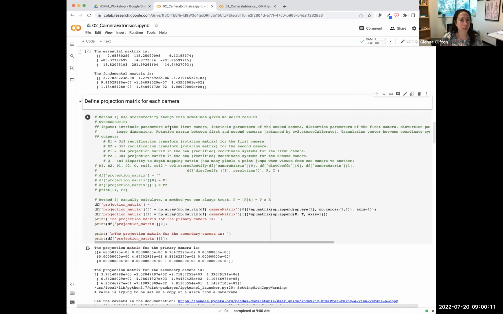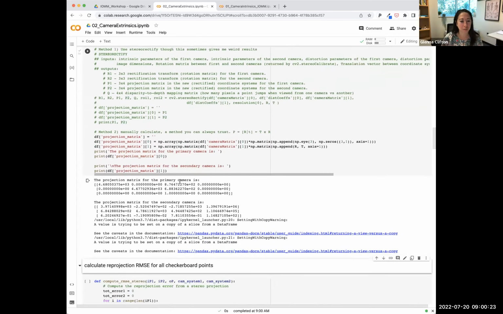And then we can define something called the projection matrix for each camera. You can use something called stereo rectify, but it was giving me kind of weird results, and also I prefer to do things manually. So I just did it manually, calculated down here. And so you can calculate what the projection matrix is.